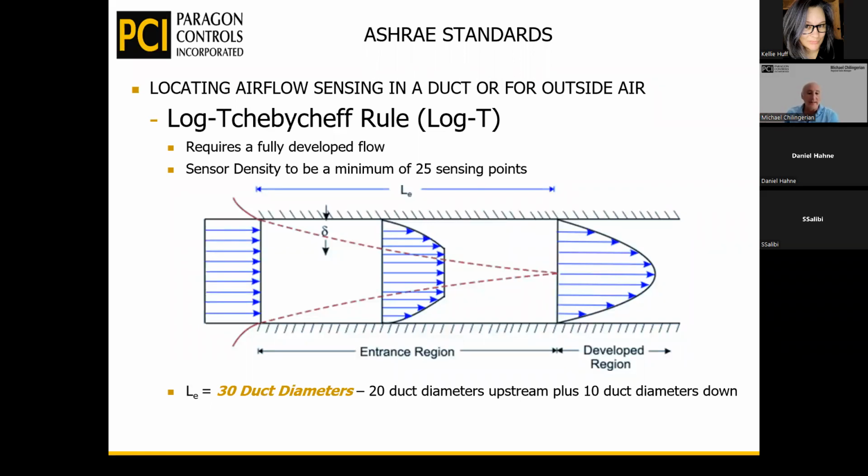We do these on nuclear power plants. The reason we can do it on a power plant is because, in general, the mechanical equipment that we're supplying air to and the areas where we have to measure the air are quite a distance apart. So we're able to get those 30 duct diameters to do it correctly. And like I said, when we do things like nuclear power plants, that's not an issue. We do log Tchebycheff.